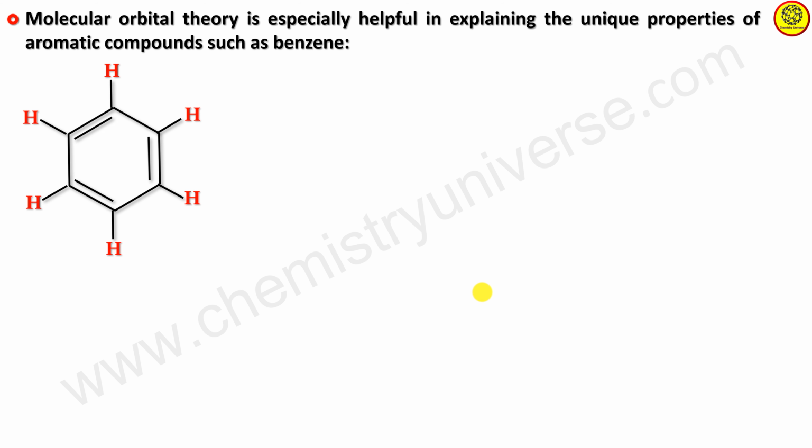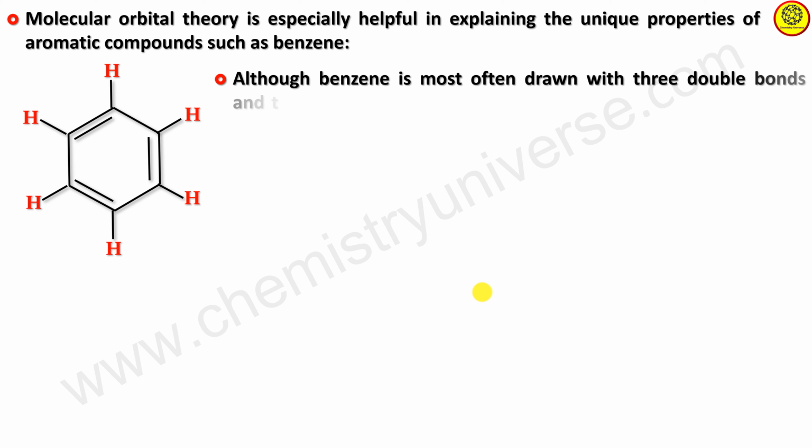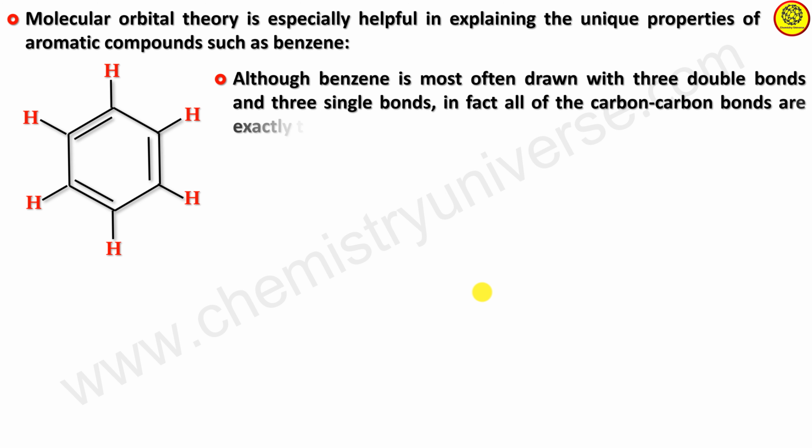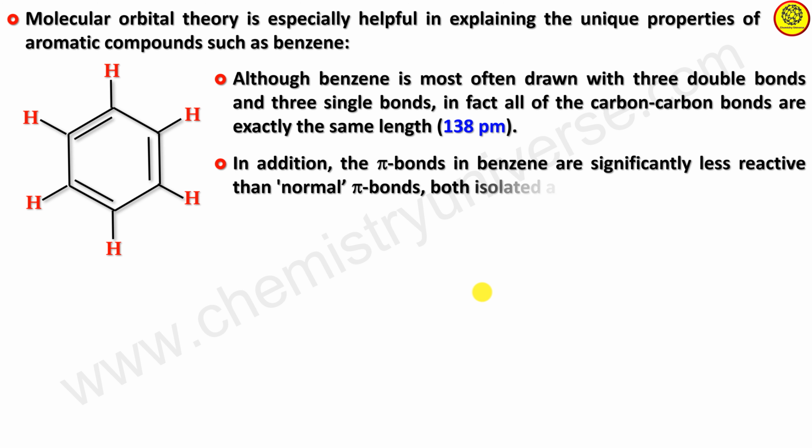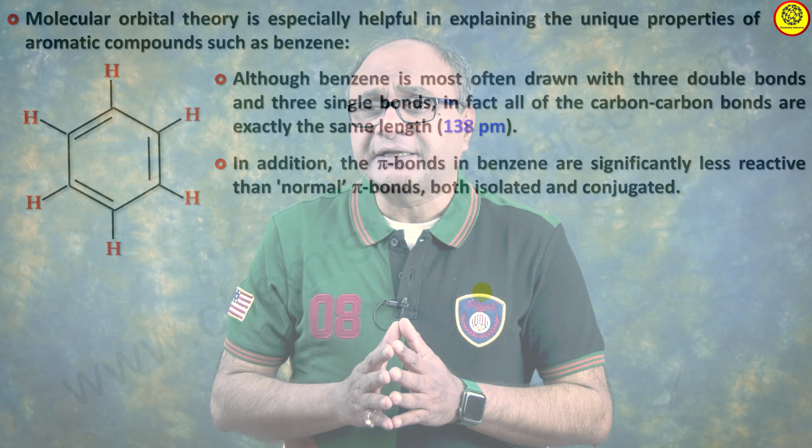Now, although benzene is most often drawn with 3 double bonds and 3 single bonds, in fact, all of the carbon-carbon bonds are exactly the same length, which is 138 picometers. In addition, the pi bonds in benzene are significantly less reactive than the normal pi bonds, which are both isolated and conjugated. If you take a straight chain, obviously it's not going to be aromatic, and the double bonds in them, irrespective of whether they are isolated, meaning not conjugated, or even conjugated, the double bonds of benzene behave even more uniquely than these. They are less reactive than these pi bonds.